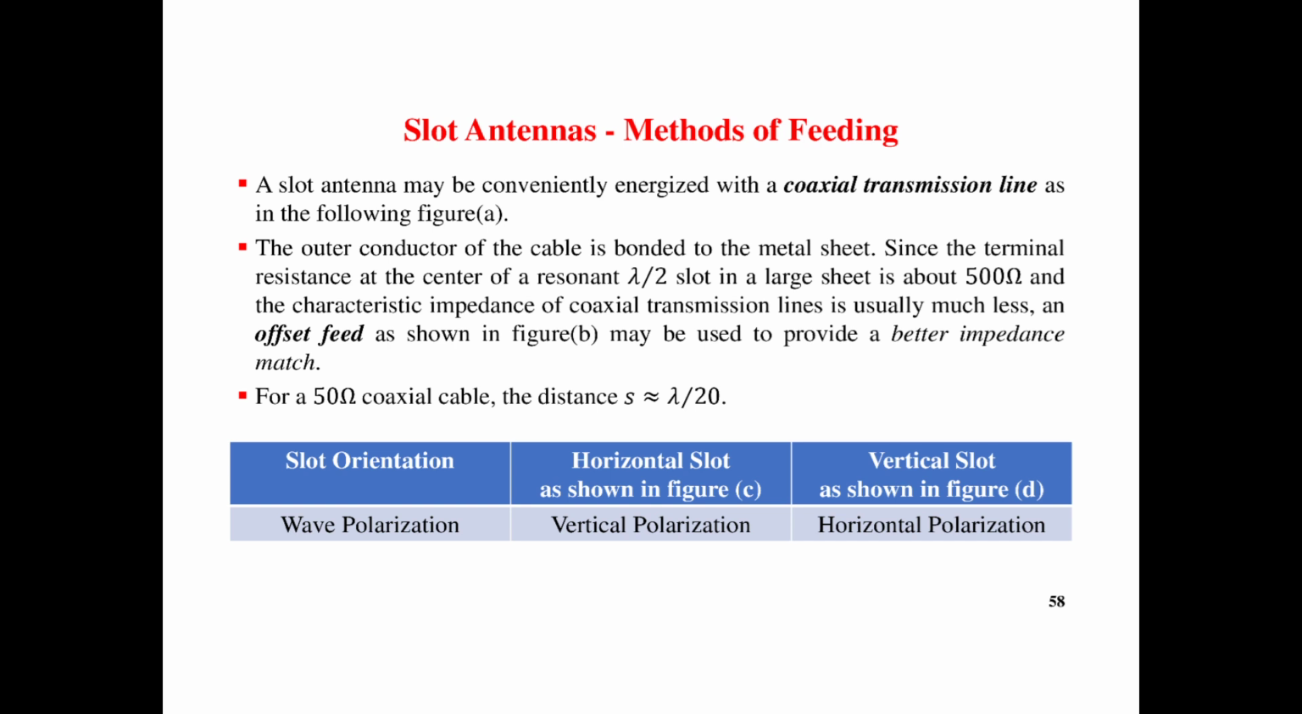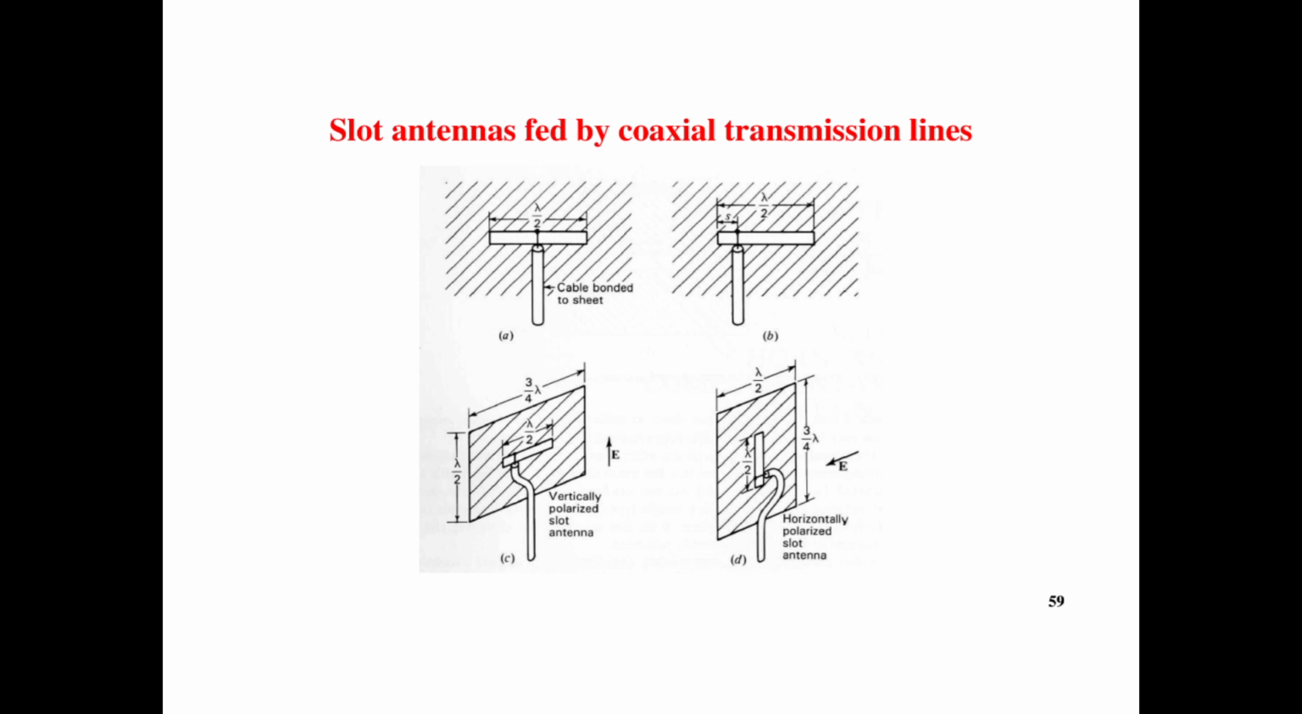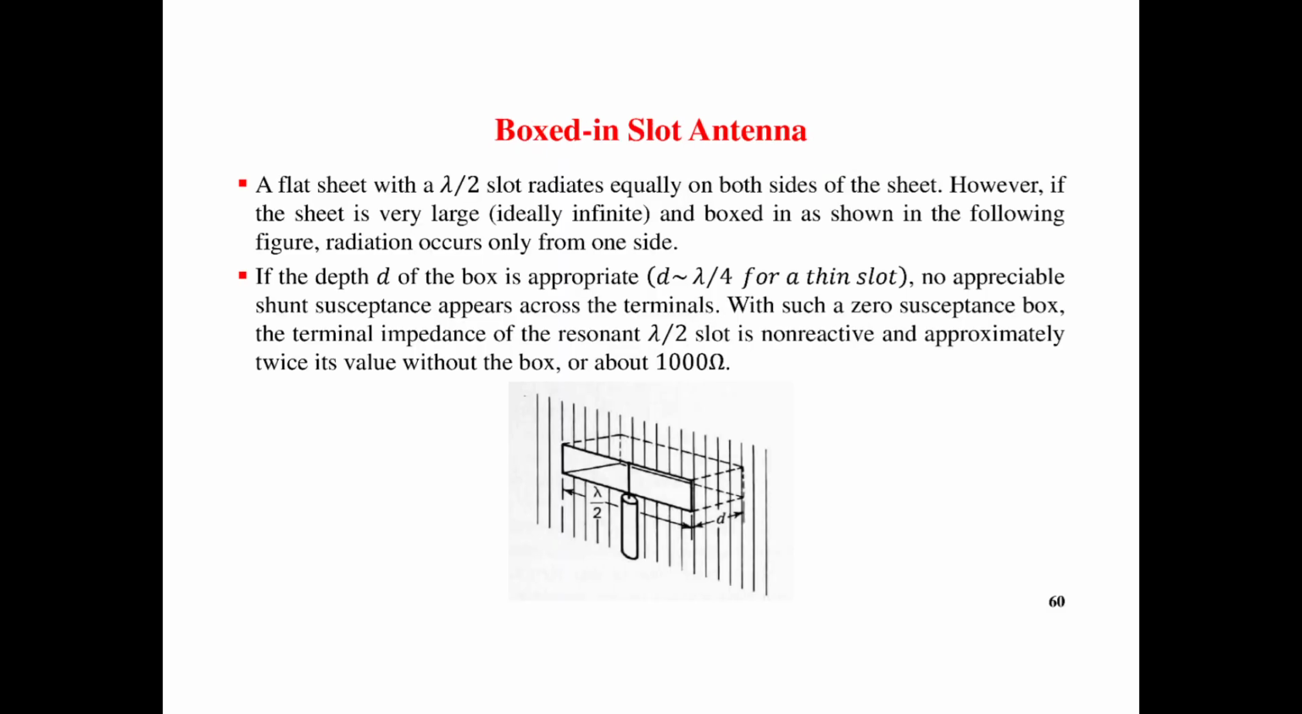Slot orientation: horizontal orientation and vertical orientation are also shown for the slot antenna. A slot antenna fed by a coaxial transmission line with the cable bonded to the sheet. The figure shows a vertically polarized slot, and figure D shows a horizontally polarized slot.